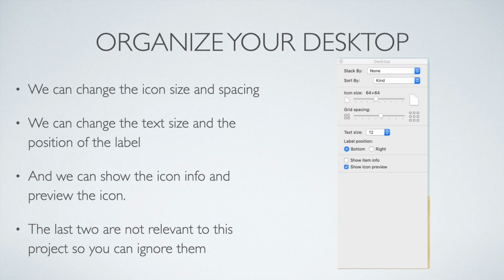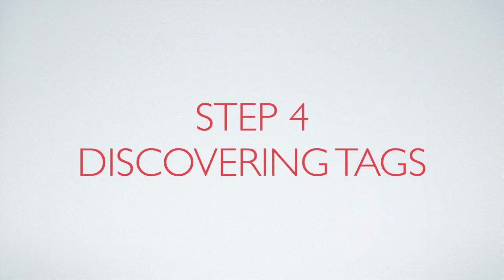We can change the icon size and spacing. We can also change the text size and the position of the label, either on the bottom or on the right. There are also a couple of options to show item info and to show the icon preview, but we don't need to worry about these in this particular exercise. So in step 4, moving on, I'm going to show you what tags are and how we're going to get the most out of those in creating our dashboard.